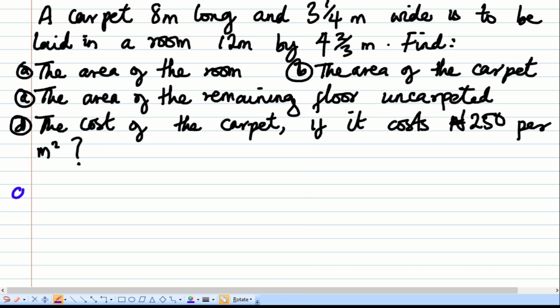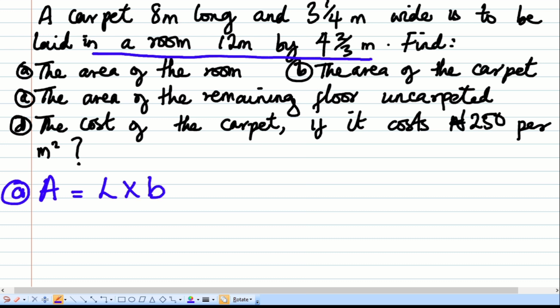So let's solve A first, the area of the room. Remember I said that the carpet is to be laid in a room. The room is 12 by 4 whole number 2/3. If the sides are not equal, it means the room is a rectangular floor. So area of the room will be length times breadth. The length is the longer side, so the length is 12 meter times the breadth, 4 whole number 2/3 meter. So let's just convert it to an improper fraction.